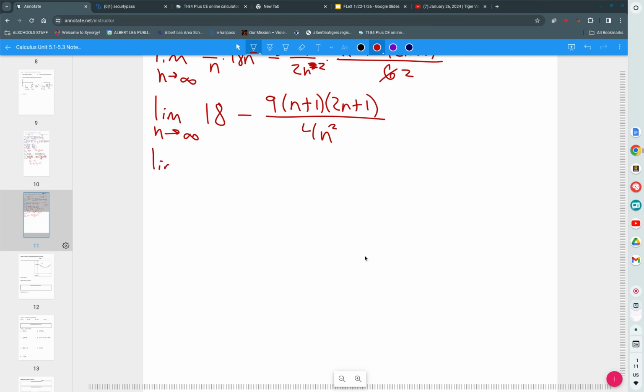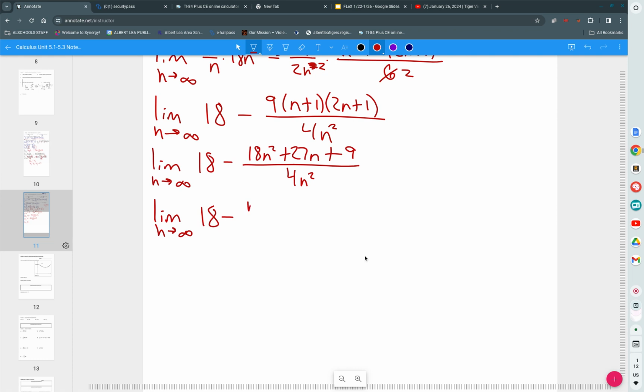I multiply through. 18 minus, what am I going to get in the top? 18n squared. 18n squared is 27n plus 9, divided by 4n squared. So 18 minus, 18n squared plus 27n plus 9, over 4n squared, or 18 minus 18 plus 27 over n plus 9 over n squared, over 4.